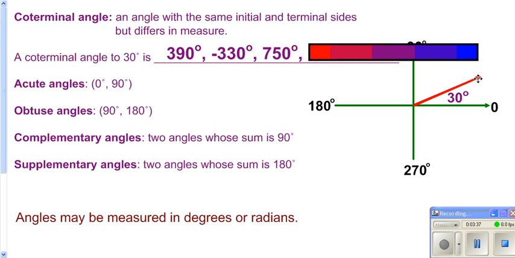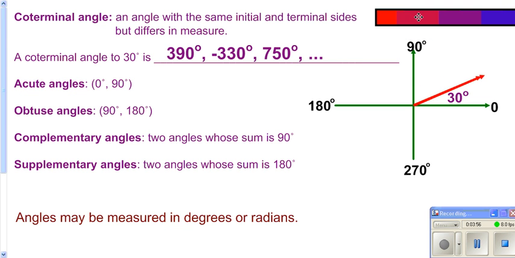You could also get a 750. A 750 would start here. It would rotate around once to 360, rotate a second time around to 720, and then go your 30-degree angle. So there are many coterminal angles. Basically, to get a coterminal angle, you need to add or subtract 1 revolution. So if you're dealing with degrees, which we are now, you would add or subtract 360.